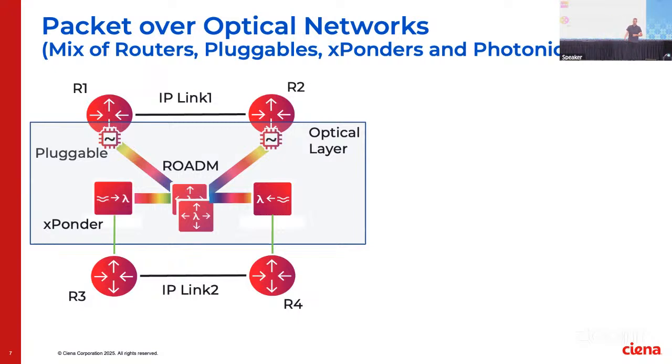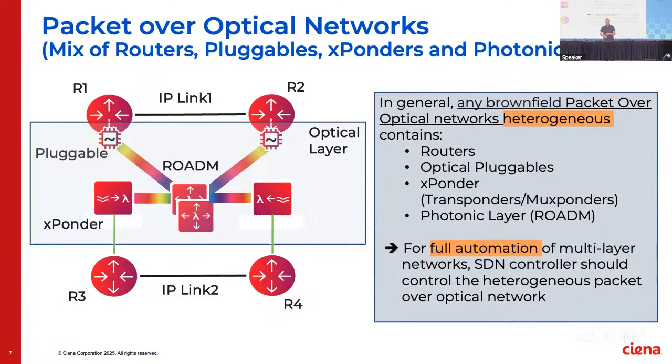I'm creating another IP link. You will see IP link 1 is going through the pluggables, and IP link 2 is going through the transponder. From the network perspective, the whole discussion today is a network perspective and how to manage it. From that aspect, I create a heterogeneous system which combines routers, optical pluggables, expander, meaning transponder or muxpander, and ROADMs, line system. The whole idea here is, for the foreseeable future, this is the ecosystem that we have to work on.